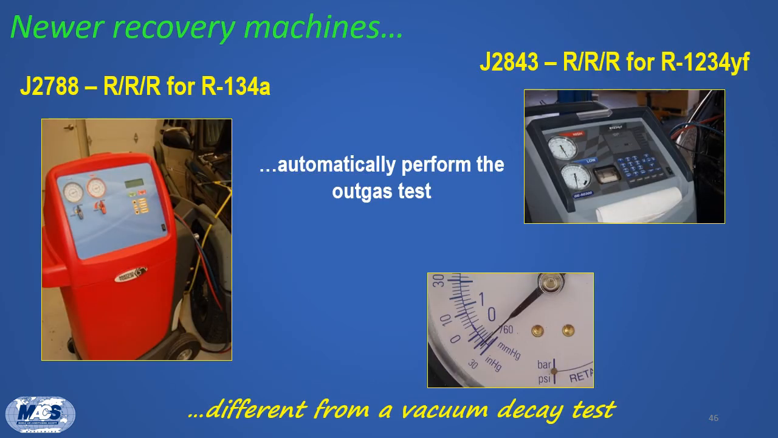Now, many of your newer recovery machines, such as J2788 for R134a or J2843 for R1234yf, will automatically perform this outgassing test for you. And in fact, the next time you run your machine, if you want, you can watch the low side gauge and see all of this taking place. Now, this is different from the vacuum decay test, which is where you pull a vacuum down during evacuation, hopefully all the way down to 28 or 29 inches of vacuum, and then pause and look for a decay or a leak in that vacuum. That's not the same test, so don't confuse the two.